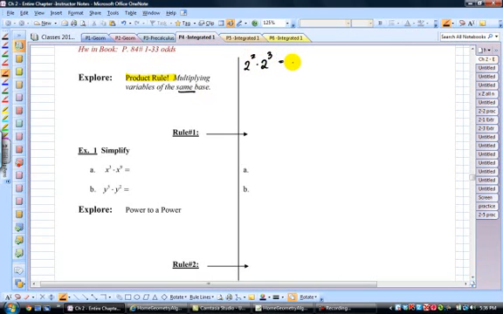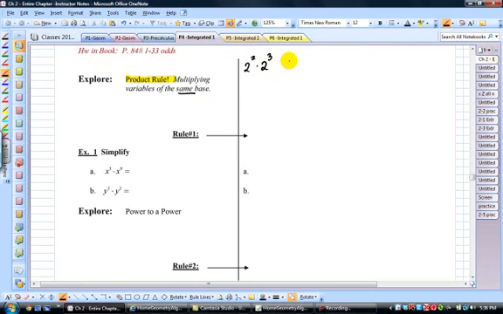When you're working with these, what you want to do is understand what 2 squared means and 2 cubed means. All right, and the way we handle it is this. 2 squared means 2 times 2. The exponent tells you how many times you multiply the base by itself. And 2 to the third power, or what we say is 2 cubed, means we're taking 2 times 2 times 2. We're multiplying 3 2's together.